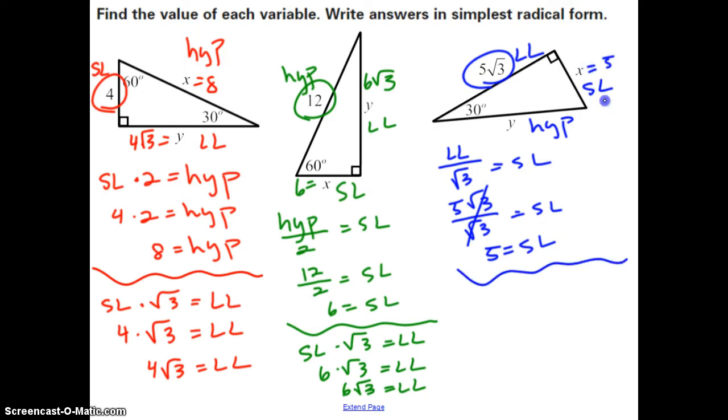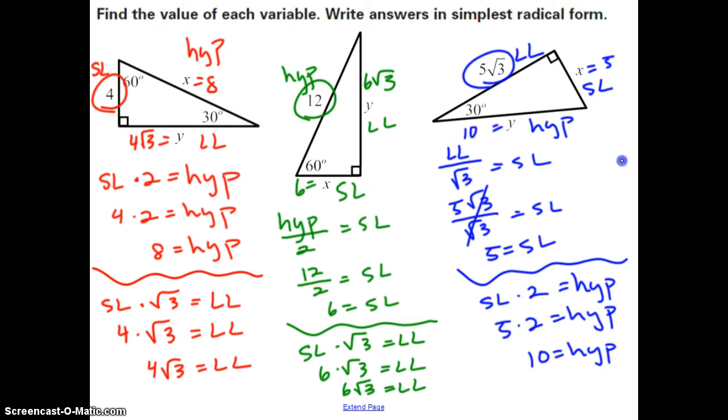Now we're going to use that short leg to find the hypotenuse, just like we did in the first part of the first example. So the short leg times 2 gives us the hypotenuse. So the short leg is 5 times 2 gives us the hypotenuse, which is 10. Now these are the easier examples, just like the examples we did with the 45, 45, 90. Before we do some more complicated examples, we're going to need to do a little bit of algebra review.